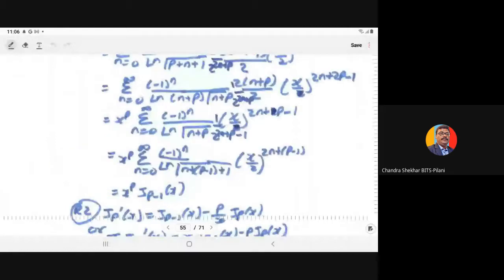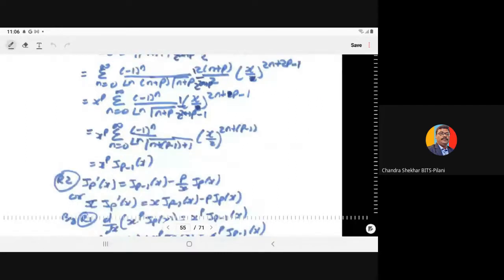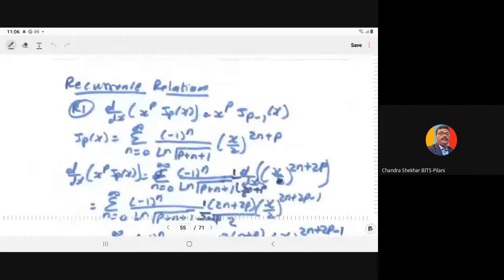We have seen how to solve the Bessel equation, right? And the equivalent equation also, how to write the solution in terms of the Bessel function. Now, next important is the recurrence relation. Here also, as in the Legendre polynomial, we have six recurrence relations.